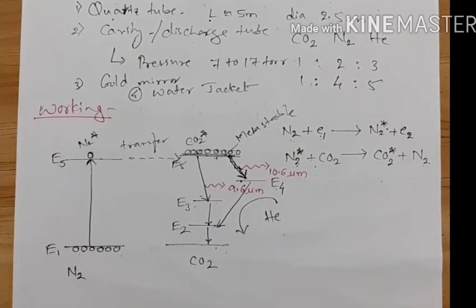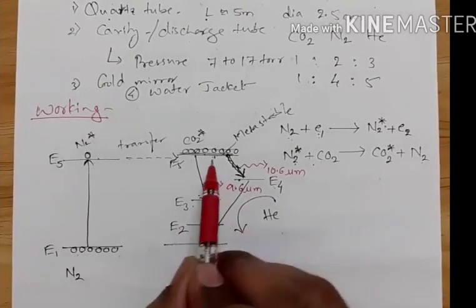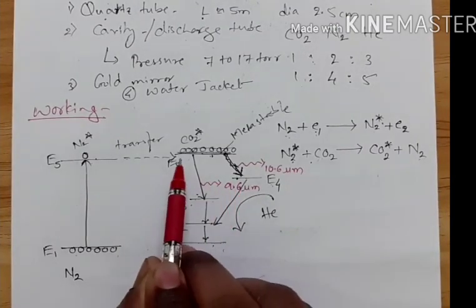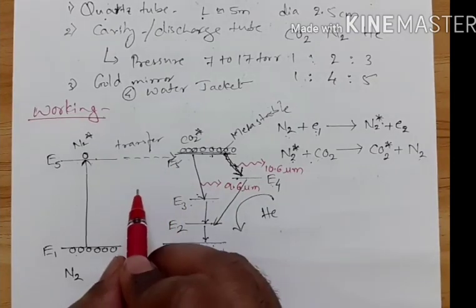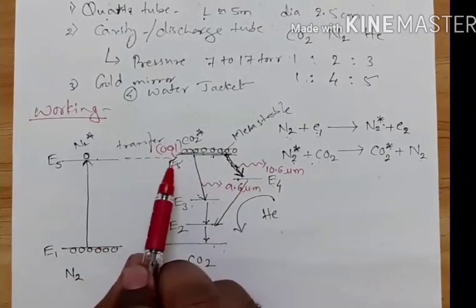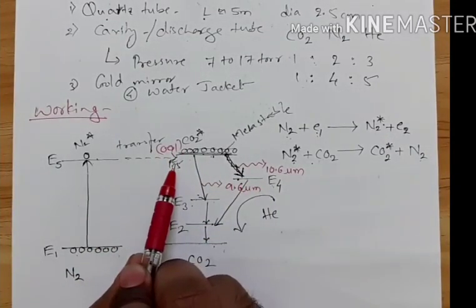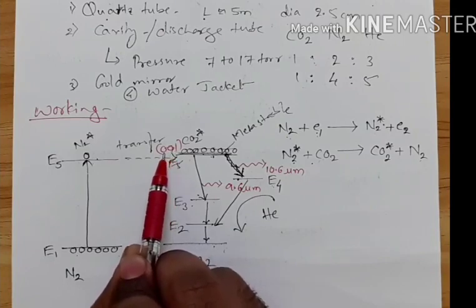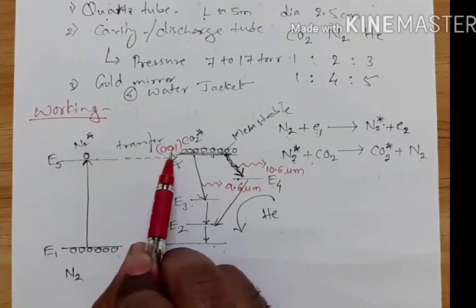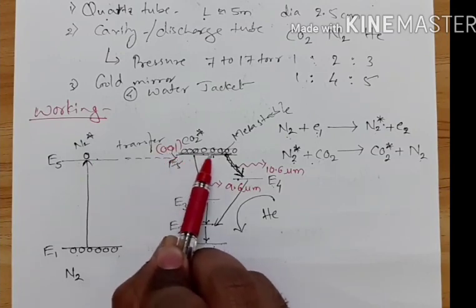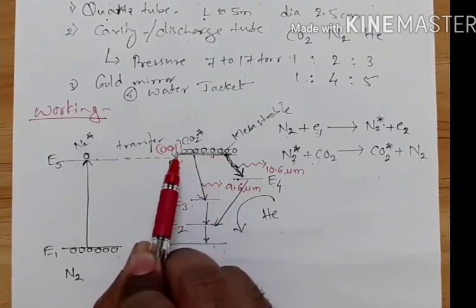Finally, I will assign the quantum numbers to these states. We have these E1, E2, E3, E4 and E5 states, and to these I'll assign the quantum numbers. So this is 0, 0, 1. That means E5 state molecules are vibrating with 0, 0, 1. That means 0 is symmetric, 0 is bending, and 1 is asymmetric. So these molecules are vibrating with the asymmetric mode.